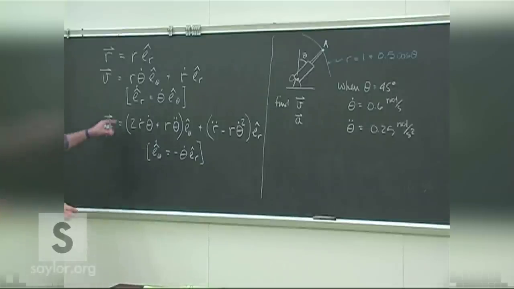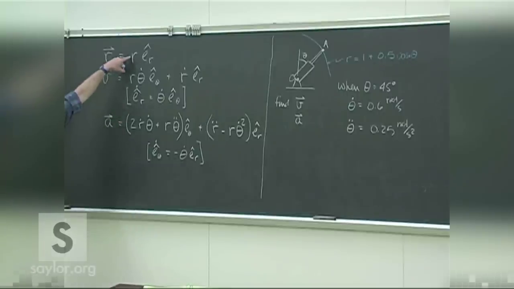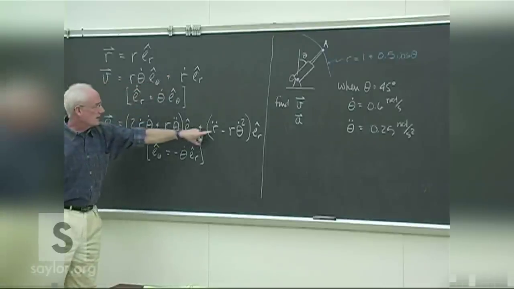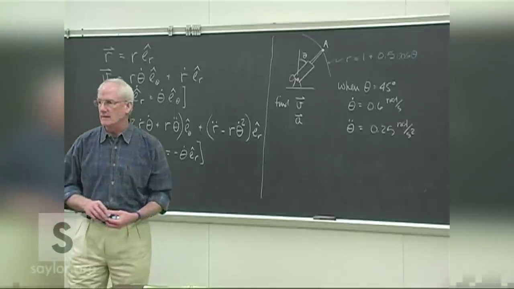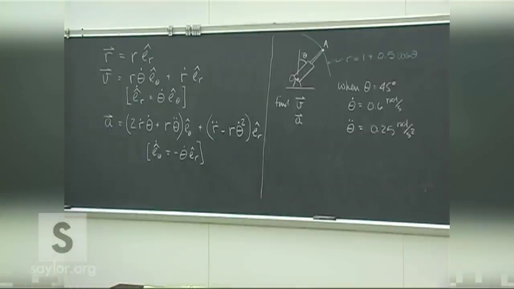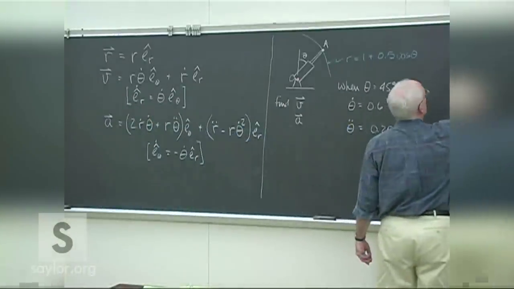So we've got theta dot, we've got theta double dot, and we have R. What we don't have is R dot and R double dot. So where will those come from? We've got R. If we differentiate once and then twice, we get R dot and R double dot.